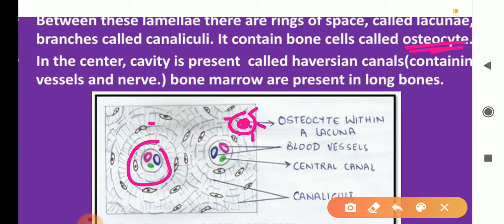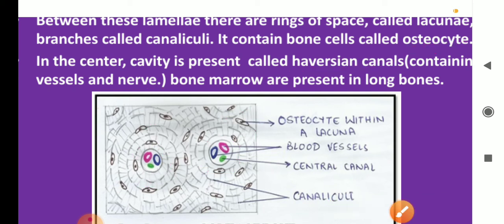And in the center of the bone, a cavity is present. That cavity or canal is called the Haversian canal, or central canal. In this Haversian canal, blood vessels and nerves are present, right? And bone marrow is also present in the long bones. Is it clear to you?